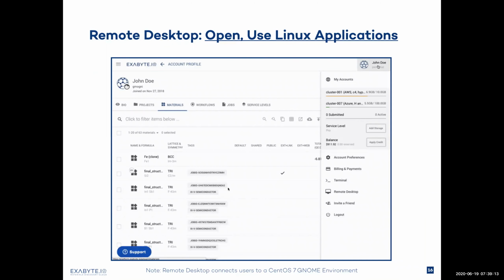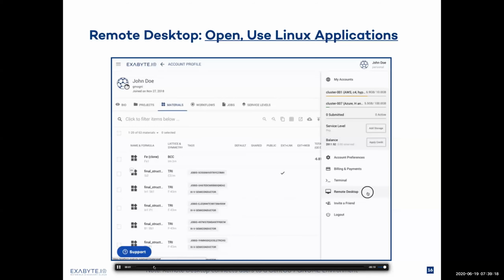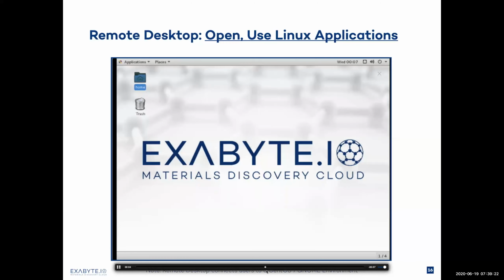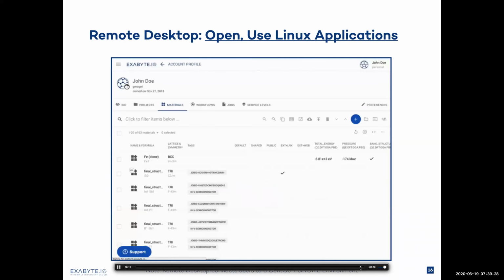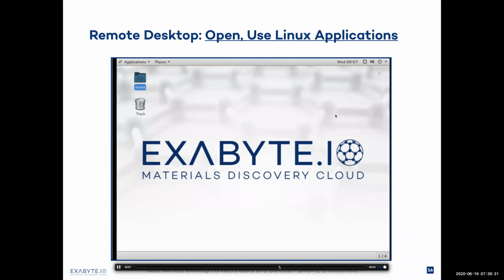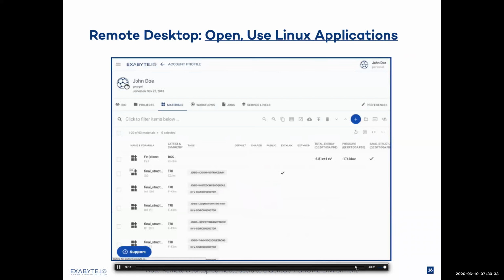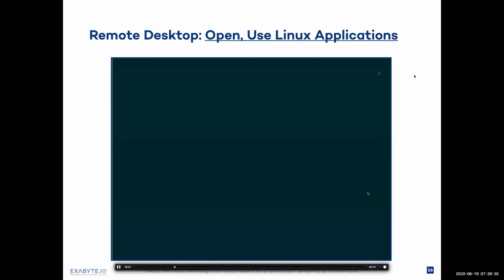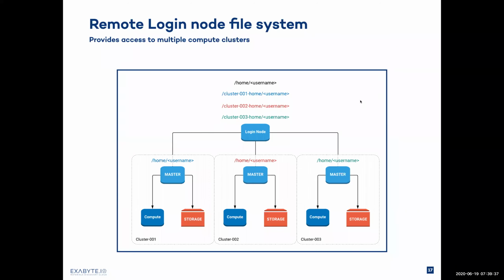And the third option, the remote desktop, can equivalently be accessed through the right-hand sidebar. We click on the remote desktop option instead. And here we are connected to a Linux remote desktop. Okay, we can start Linux applications such as 3D analysis tools or even simulation engines.